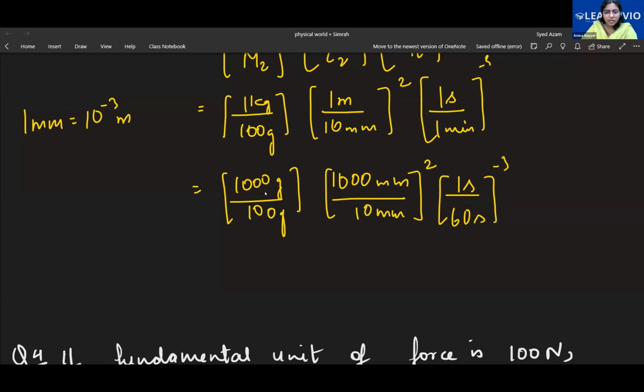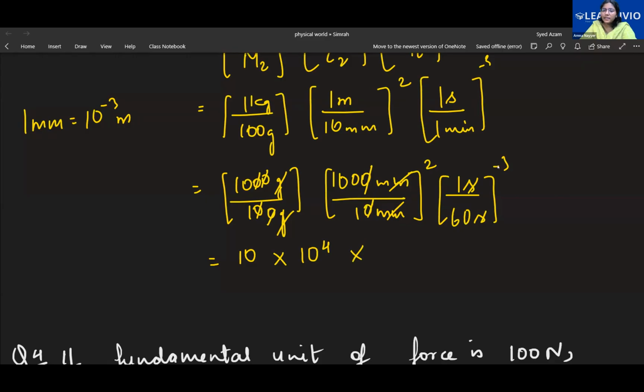Now let's cancel things. Gram, gram gone. Millimeter, millimeter gone. Second, seconds gone. Now we just have to simplify it. Let's see what is left. Tell me, Simrah, from here, what is left now? 10 is left. From here, 100 square, 10 to the power 4. I'm just writing so that it eases the calculation.